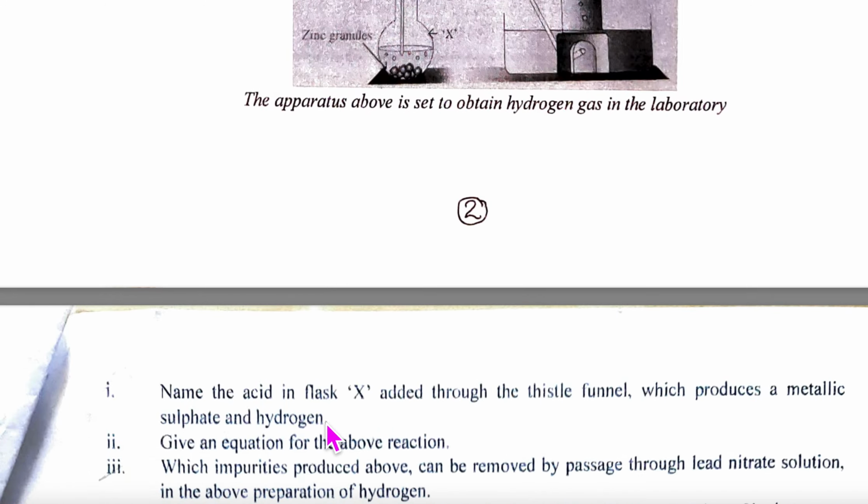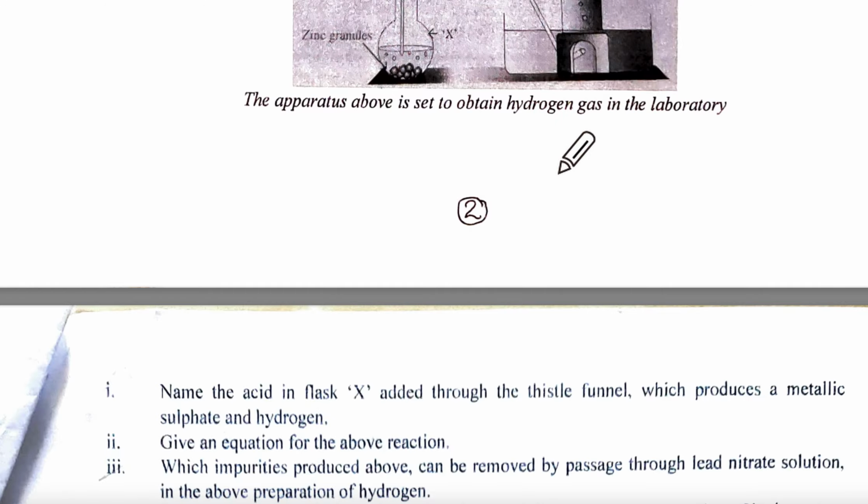No, wait. We should read the complete statement. It forms metallic sulfate. If it is forming sulfate, then the acid will be sulfuric acid. Correct? If they had said metallic chloride, then we would have said hydrochloric acid dilute. But if it's giving metallic sulfate, means ZnSO4, then X must be dilute sulfuric acid. If you write H2SO4, you will get a 0. Why? Because they said name the acid. So don't write the formula.